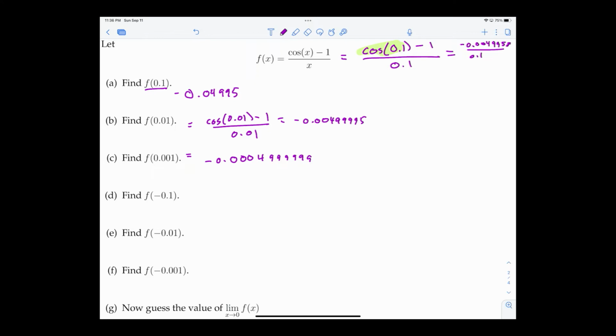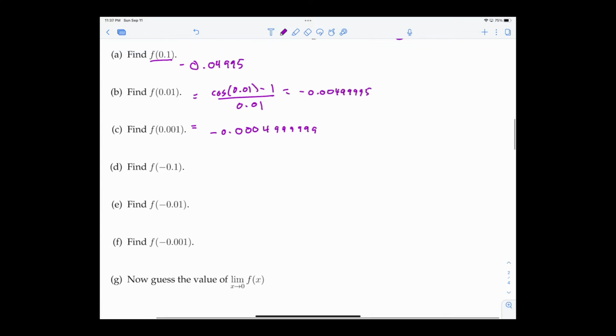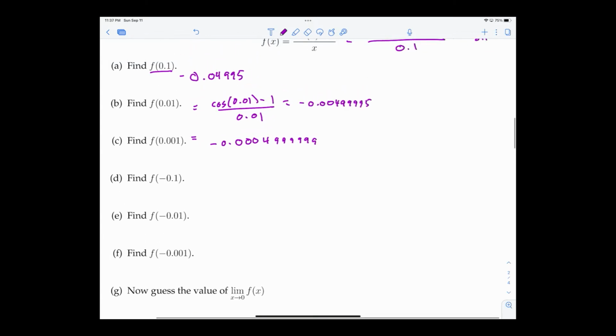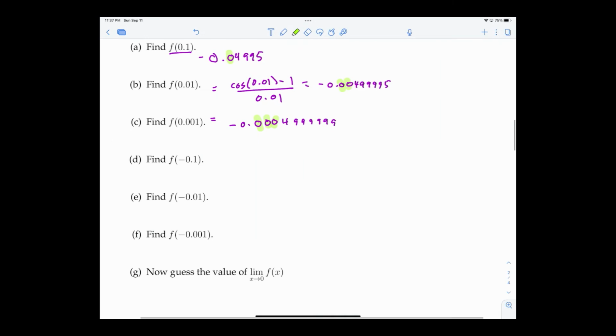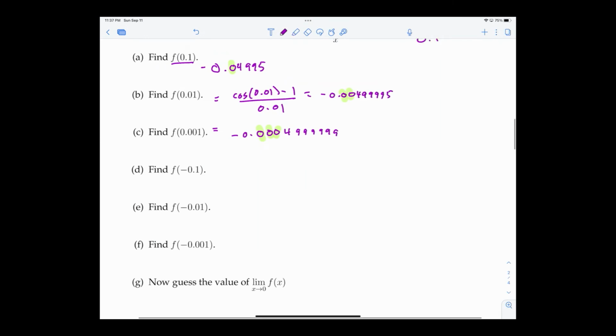All right. So what you want to notice here really is there's like 1 zero after the decimal point, and here there's 2 zeros after the decimal point, and here there's 3 zeros past the decimal point, right? So this is going down. It's getting closer and closer to 0 here. Let's put in some negative numbers, see how that looks.